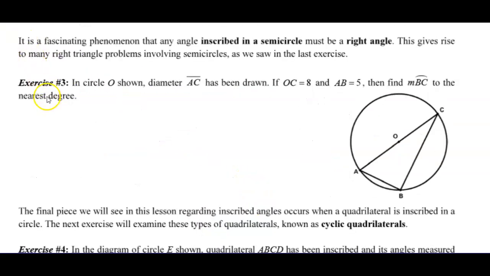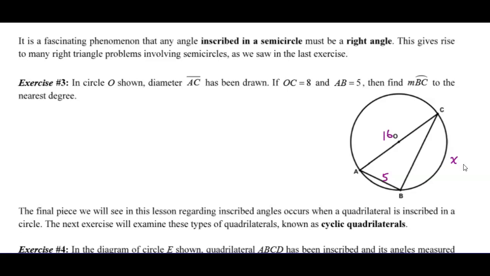All right, exercise 3. Building off of this, an inscribed semicircle must be a right angle, that we just looked at. Then we're going to have all kinds of right triangles come up, and we're going to be revisiting all of our right triangle strategies that we used in the last unit. So diameter AC has been drawn. OC is 8, which makes AC 16. AB is 5. Find the measure of arc BC, so that's out here.